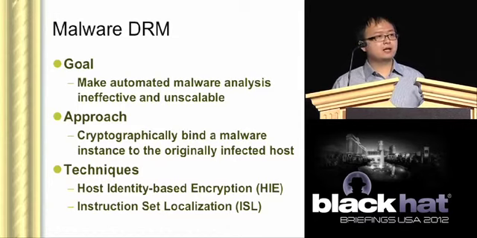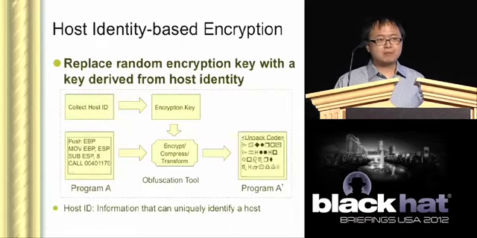Here is a figure showing how HIE works. HIE works very similarly to existing hacking tools, like packers. But instead of using a randomly generated encryption key, HIE will collect information that can be used to uniquely identify a host. We call it a host identifier. We then use this host identifier to derive an encryption key that protects the malware binary. Because of this similarity between HIE and existing packers, we see no difficulty for attackers to adopt this technique or even come up with similar ideas.